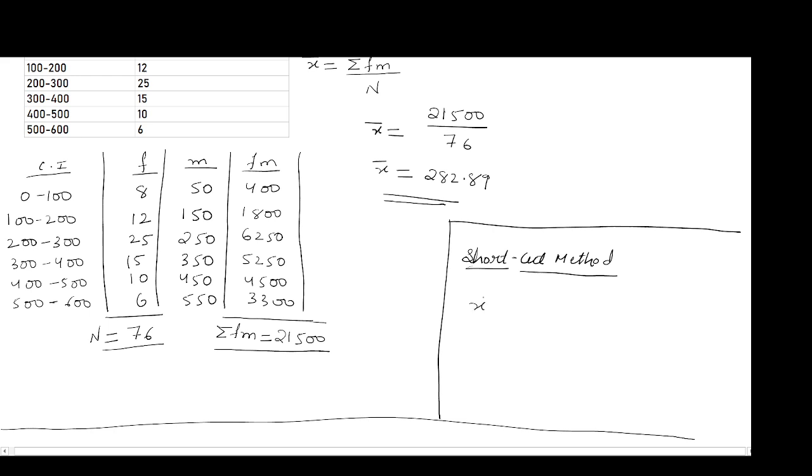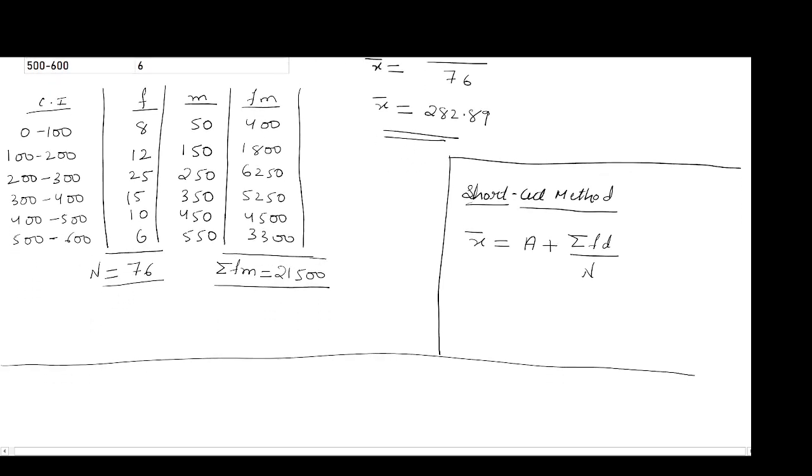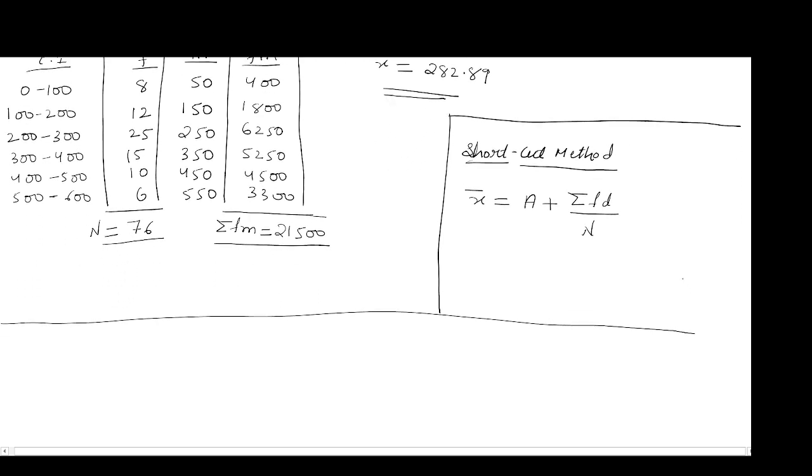Shortcut method formula is X bar is equal to A plus summation F into D divided by capital N. So the formula for discrete series as well as continuous series shortcut method remains the same, but in the discrete series, that is case number 2, we used to write D is equal to X minus A, but here since it is continuous series, we have to write D is equal to M minus A. That is the difference.